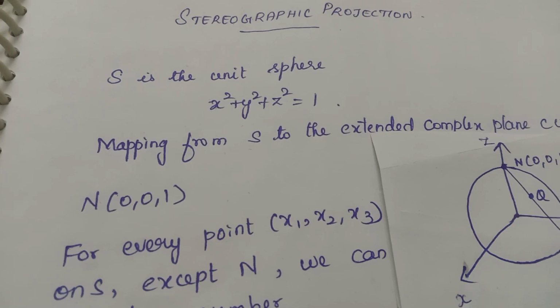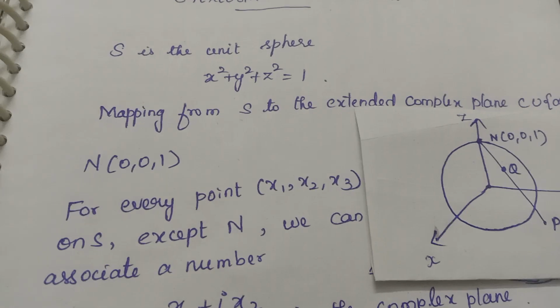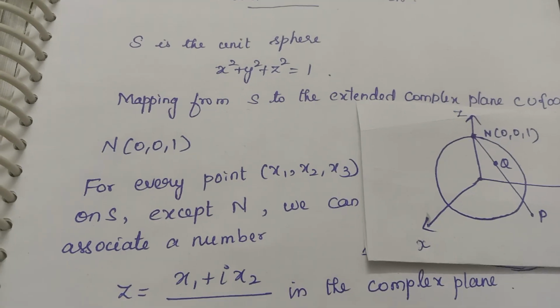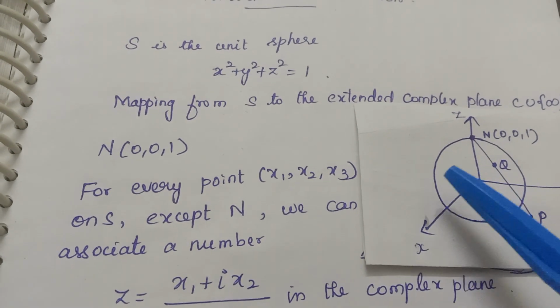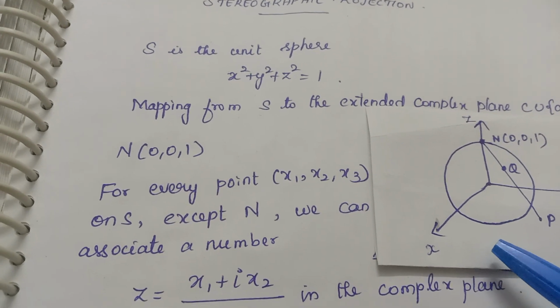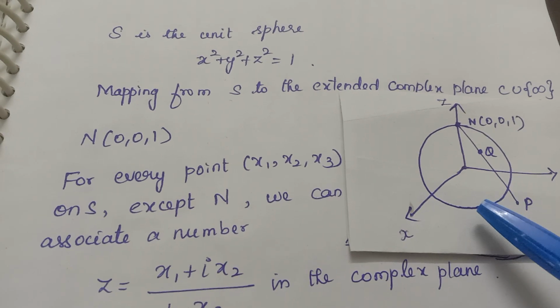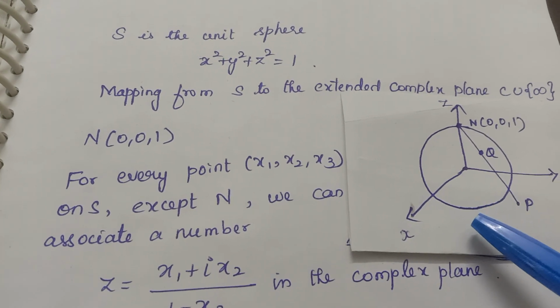Welcome to another academy. In this video, we are going to discuss stereographic projection. Stereographic projection is a mapping from the unit sphere x² + y² + z² = 1 onto the extended complex plane. Extended complex plane means the set of all complex numbers taken along with infinity.